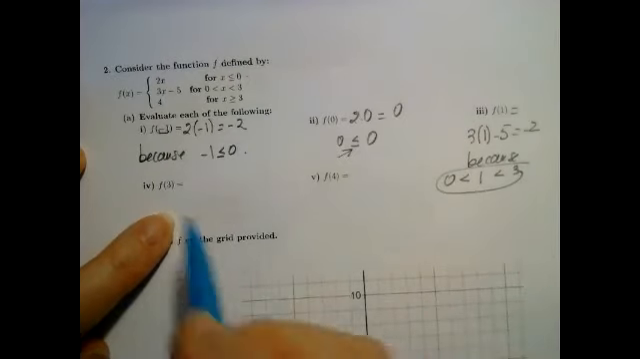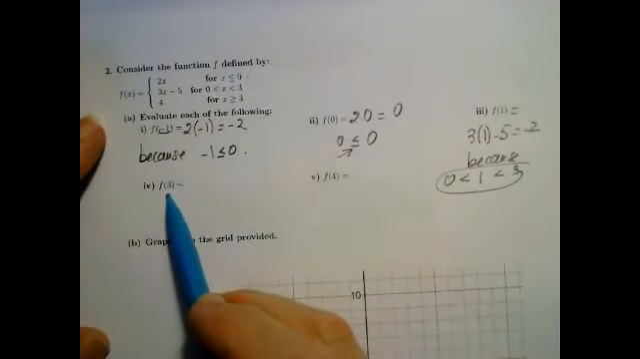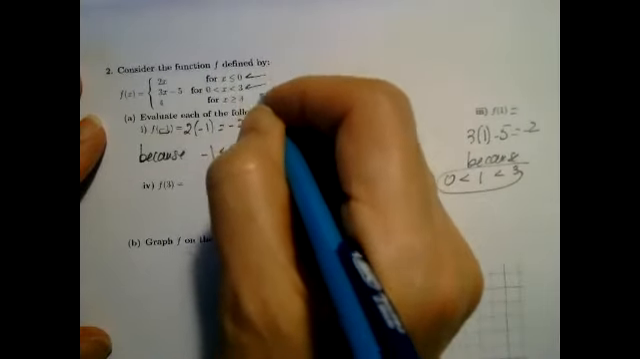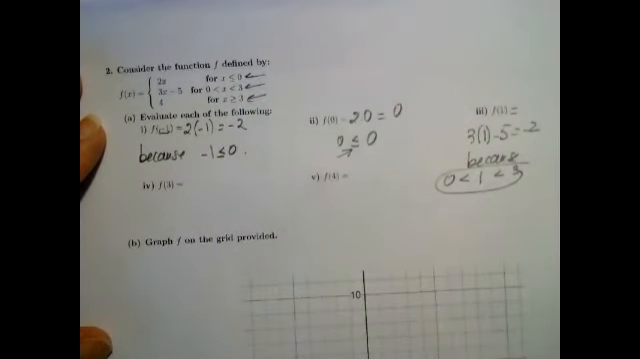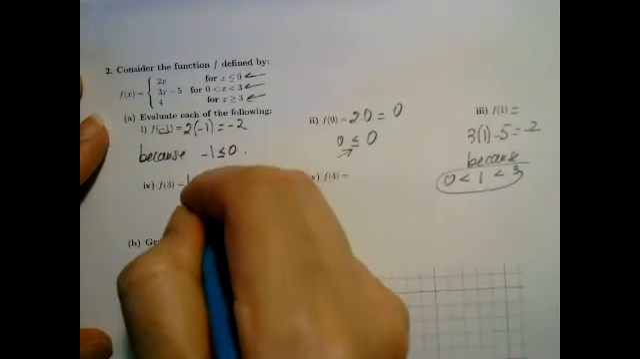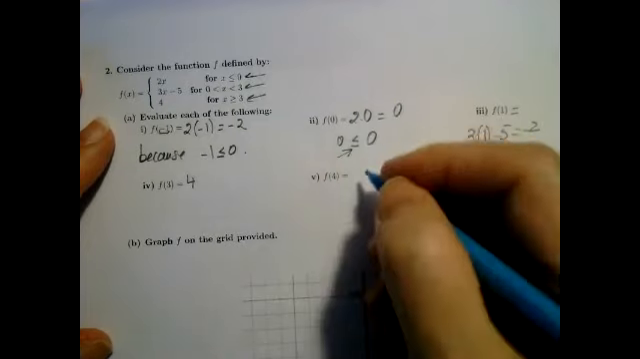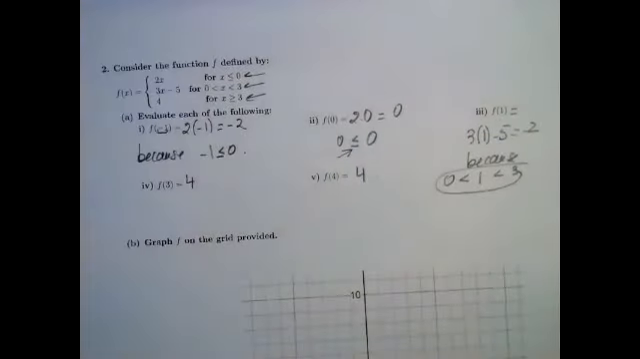Daniel, f of 3. You take 3, ask yourself, which condition does it satisfy? This one, or that one? It's going to be the bottom one. So what's f of 3? 4. What's f of 4? 4. So that's how we read it.